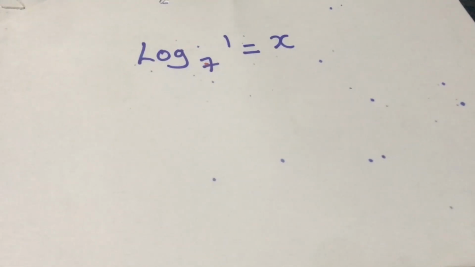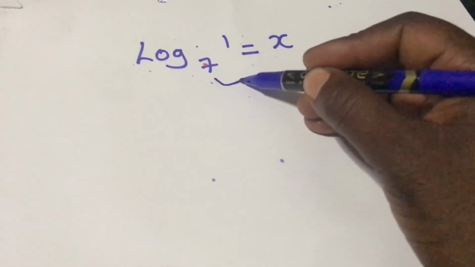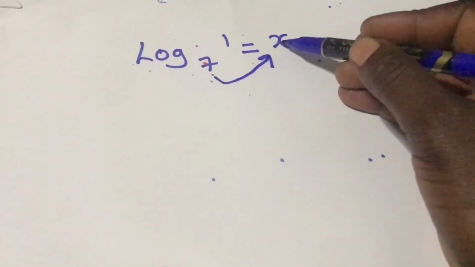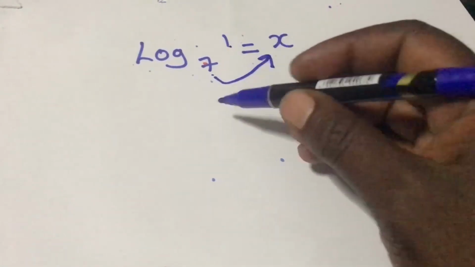Okay, let us solve this logarithm equation. So log base 7 of 1 is equal to x. The first thing you want to do is to get this 7 and push that x. You know that when this 7 pushes that x, it becomes a power. Then this one will be the answer, isn't it?